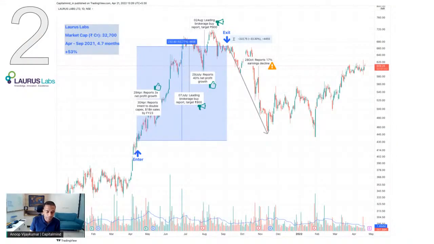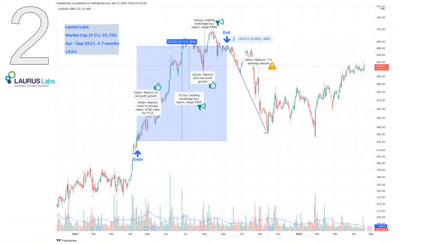This is Loris Labs. Was in the portfolio between April and September 2021, so roughly 5 months. Again, got in on the back of strong performance. Soon after, it reported a great quarter. It reported 3x net profit growth. It announced plans to double its capex, and that it was going to target 1 billion in sales in FY23, which is a massive jump up.